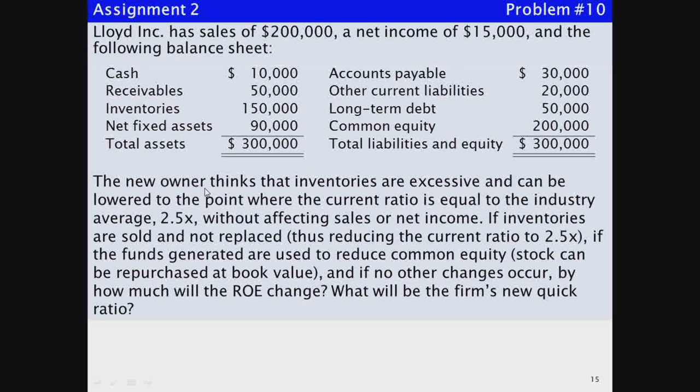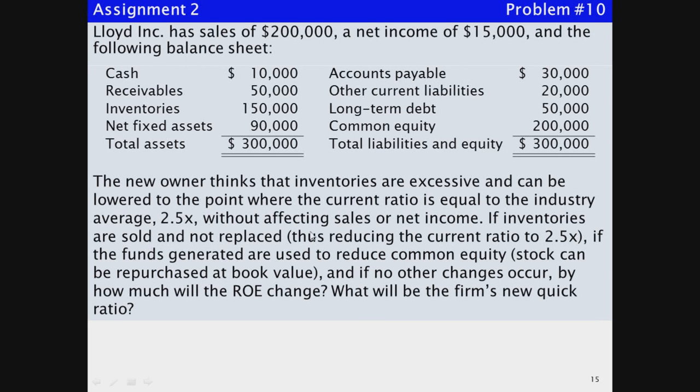Now the new owner thinks that inventories are excessive, and at first glance, I tend to agree. Half of the firm's total assets are tied up in inventories. That's expensive. Inventory is not earning much of a rate of return, not any rate of return, except if it's increasing in price as it sits. Sometimes the opposite happens, right? So the new owner thinks inventories are excessive and can be lowered to the point where the current ratio is equal to the industry average, 2.5 times. And this can be done without affecting sales or net income. If inventories are sold and not replaced, simply sell off the inventory and generate cash and not replenish the inventories, it's going to lower the level.